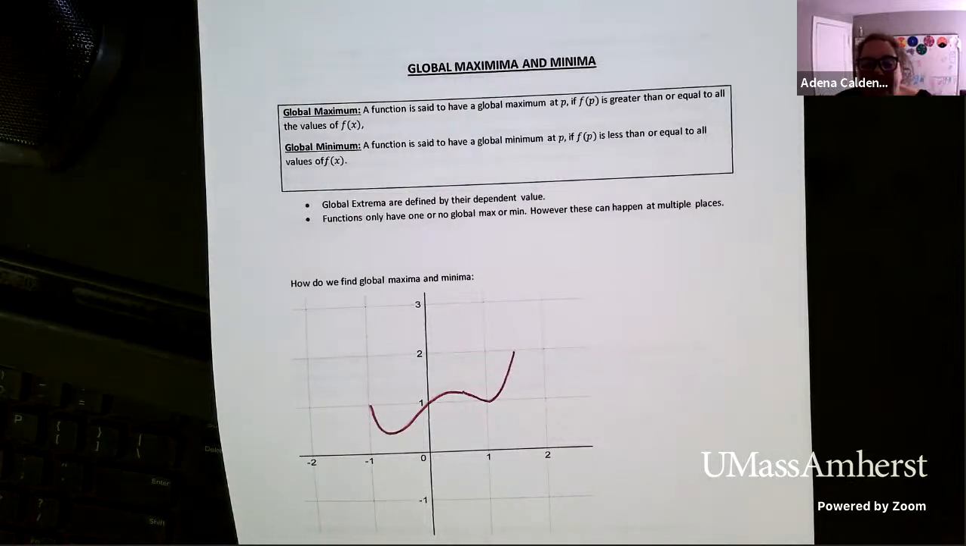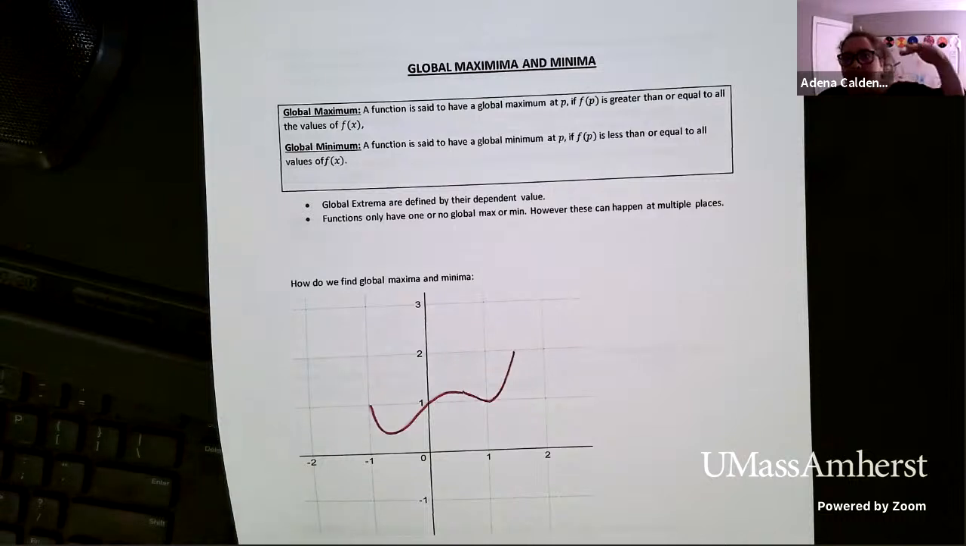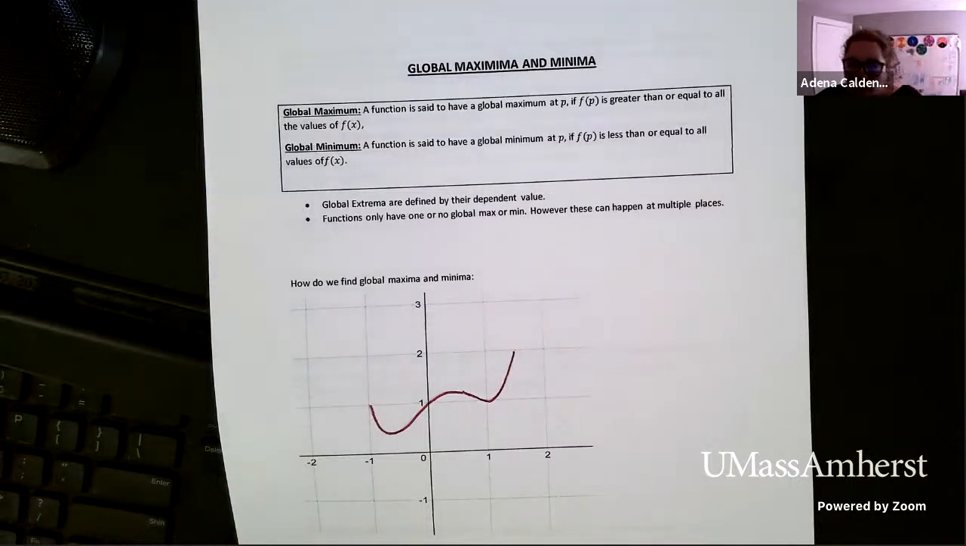Functions only have one global maximum or minimum, or no global maximum or minimum. You cannot have multiple global maximums or minimums, but they can happen at multiple places. So if the highest y value you have is 5, that is your global maximum. But you could get to 5 at x equals 0, x equals 2, x equals 7. That's fine, but there's only one y value that is the highest. And that's how we talk about global values, by their y value.